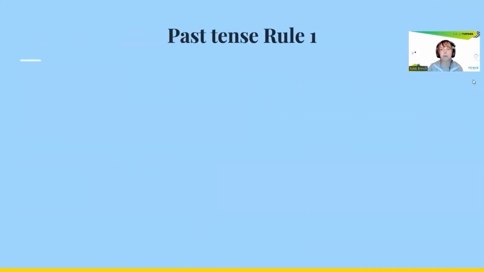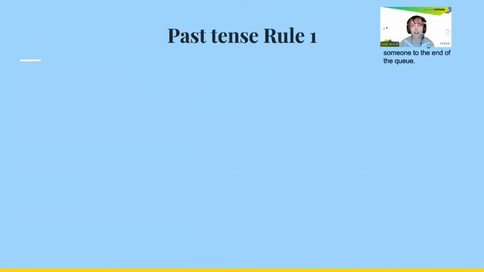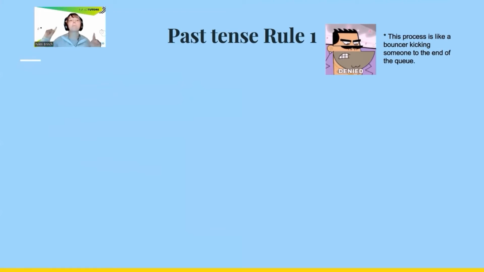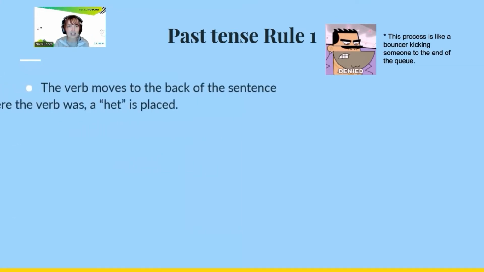When you're thinking about past tense, I want you to imagine a bouncer, and your sentence is a list of words or people trying to get into a party. There's this angry looking bouncer. The verb gets a bit out of hand and is trying to get into that party, and the bouncer says, no, I am kicking you to the back of the sentence. That's where you will find the verb, at the back of the sentence. Now, where the verb was standing, there's an empty space. So you place a het in there, because you can't leave an empty space in your sentence. That would just be strange.